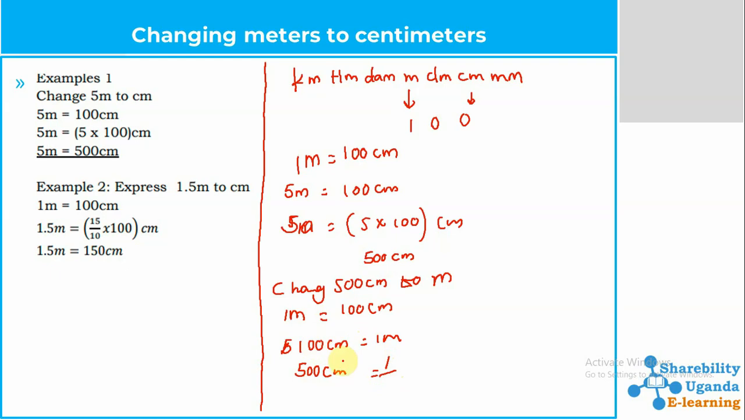Remember, we are going to perform division. So that simply means that we shall multiply 1 out of 100 by 500. So where does this 1 out of 100 come from? Because we want meters.